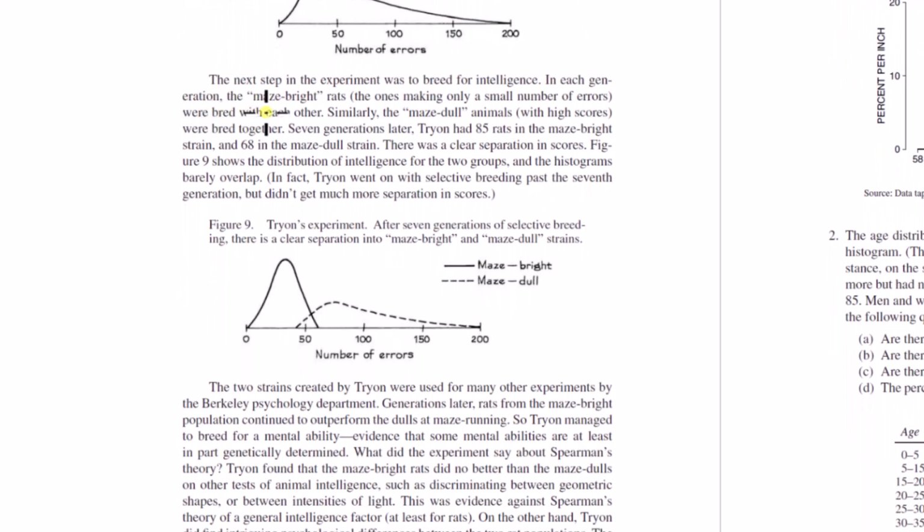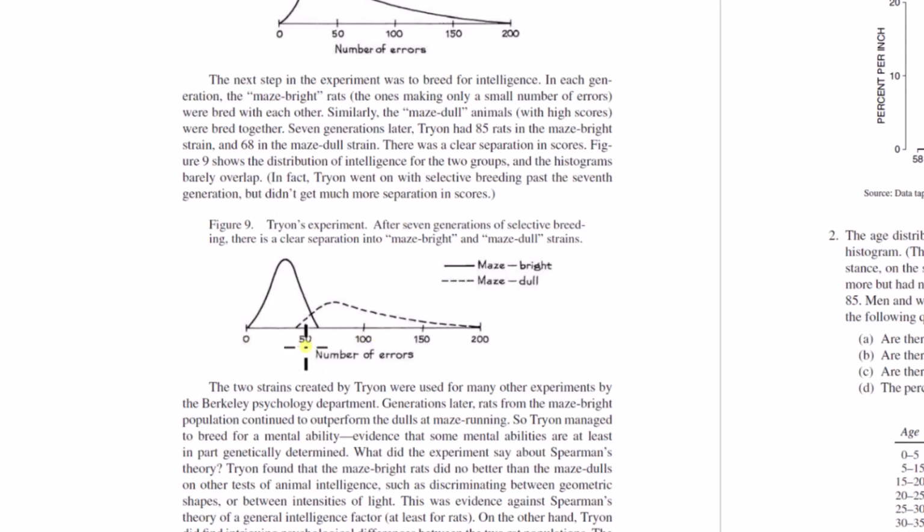The next step in the experiment was to breed for intelligence. In each generation, the maze bright rats, the ones making only a small number of errors, were bred with each other. Similarly, the maze dull animals with high scores were bred together. 7 generations later, Tryon had 85 rats in the maze bright strain and 68 in the maze dull strain. There was a clear separation in scores. Figure 9 shows the distribution of intelligence for the two groups, and the histograms barely overlap. In fact, Tryon went on with selective breeding past the 7th generation, but didn't get much more separation in scores.